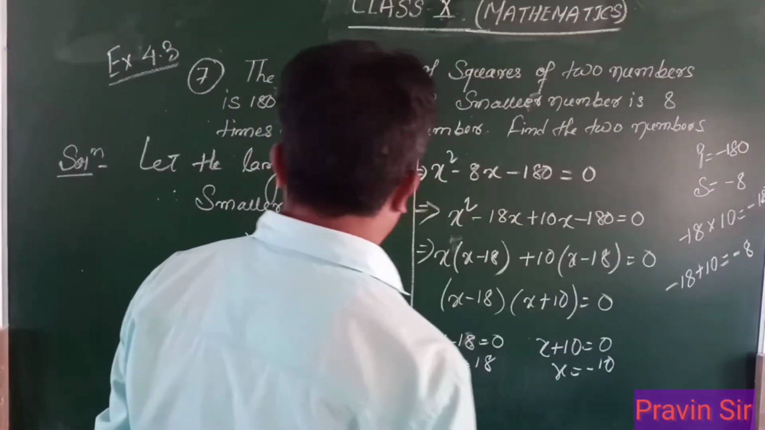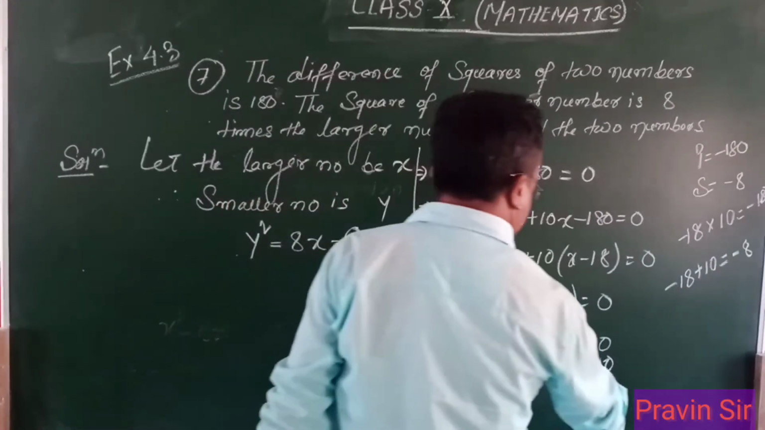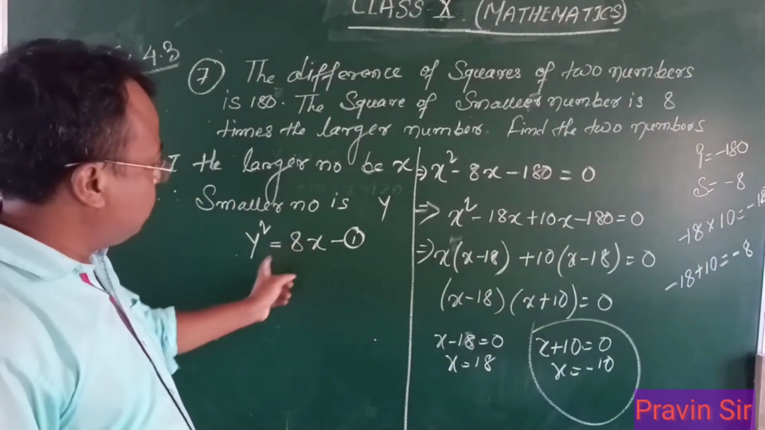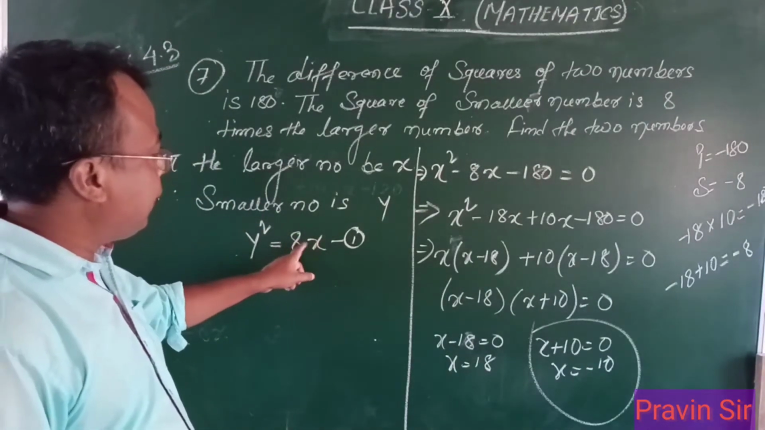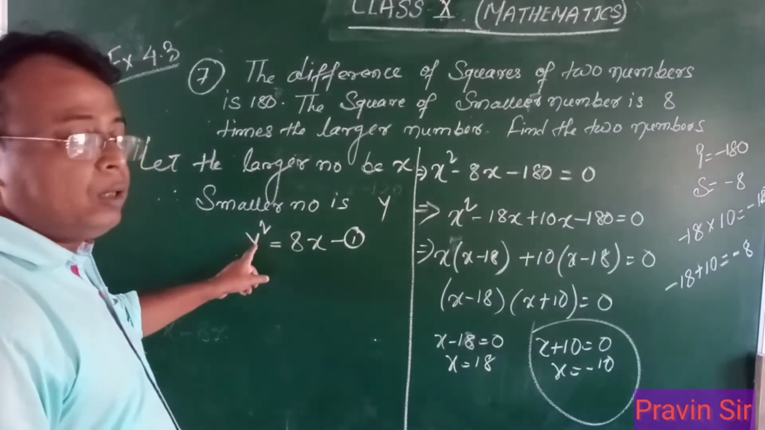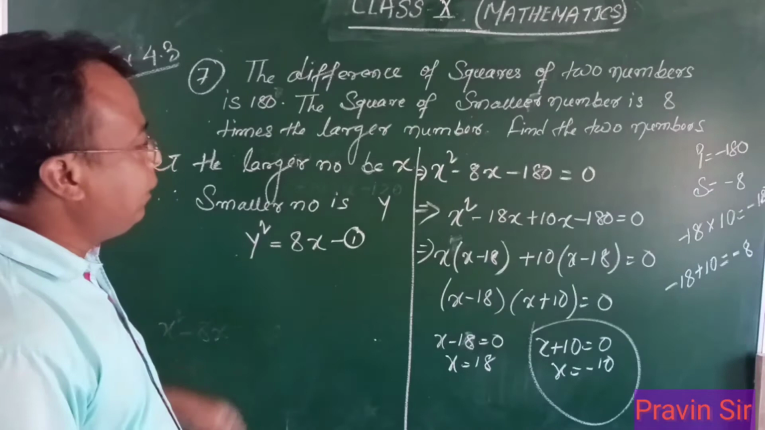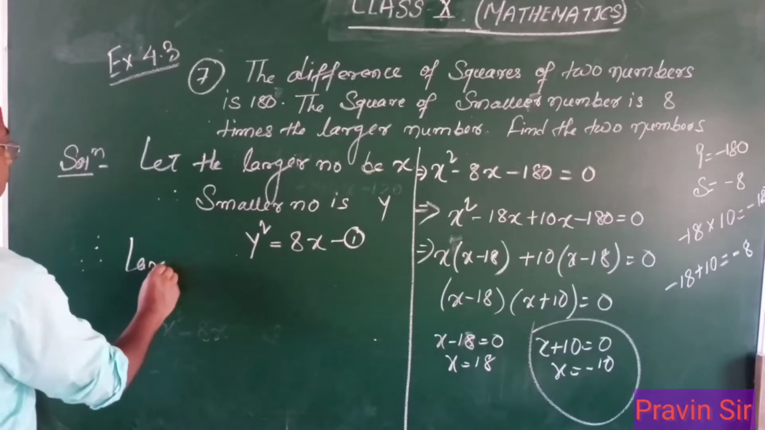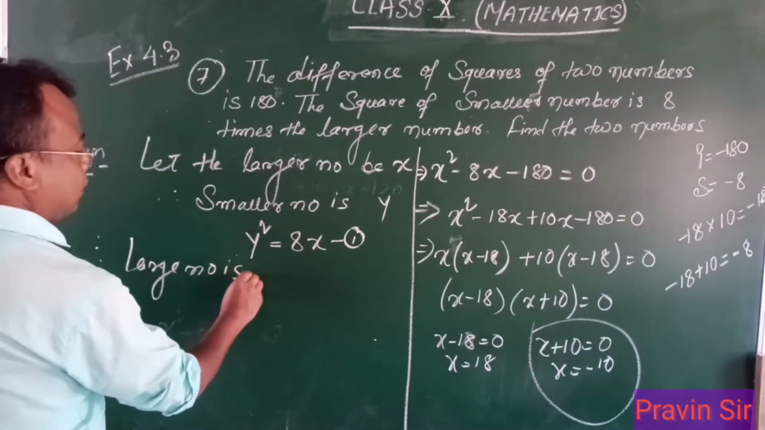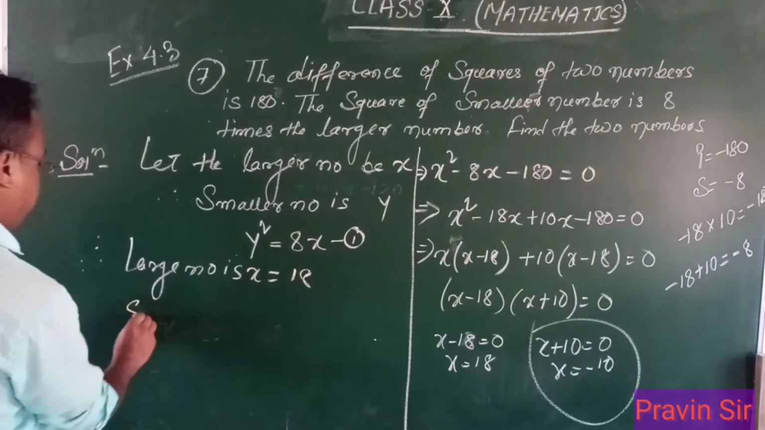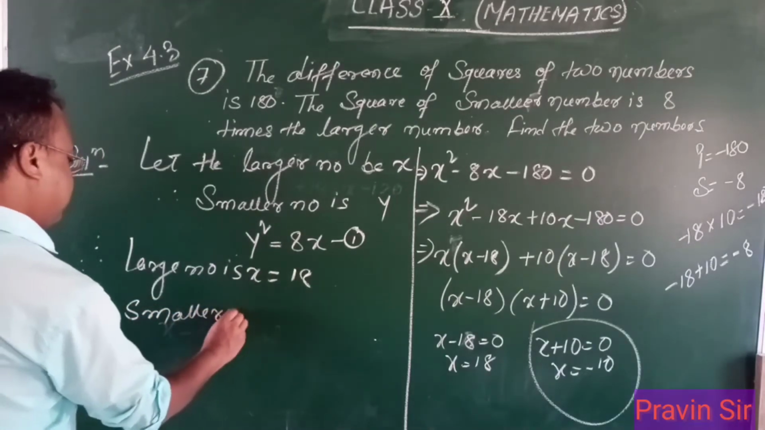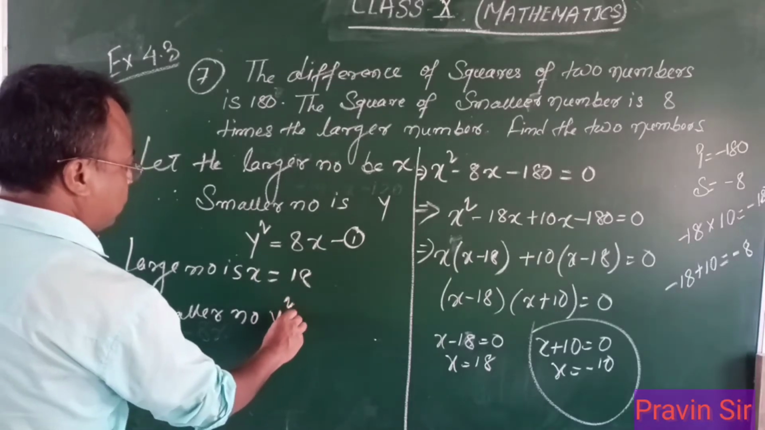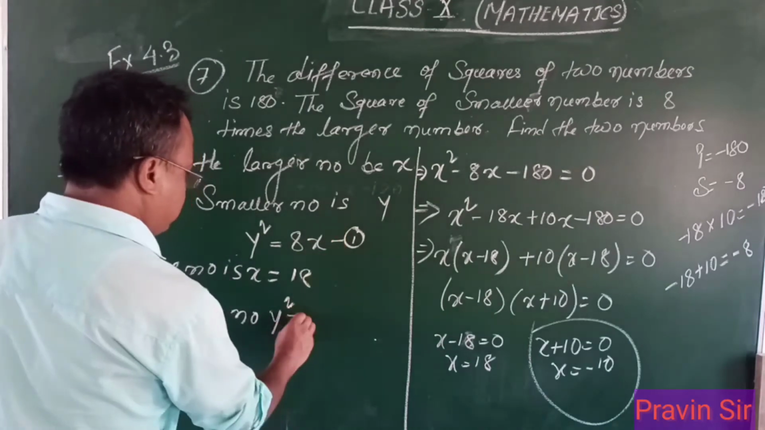So the minus 10 we can ignore, because for finding the second number, if you put it here you will get minus 80, and we cannot find the square root of a negative number. So that's why you can avoid this one. Therefore the larger number is x is equal to 18, and the smaller number y square, y is equal to 18.